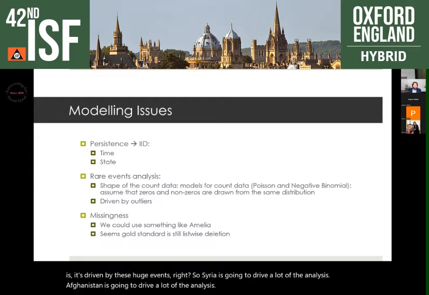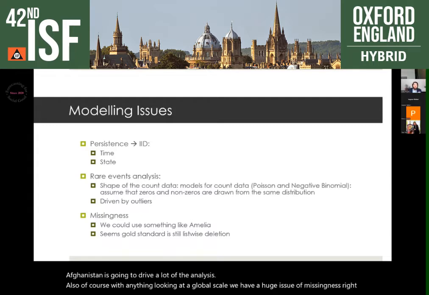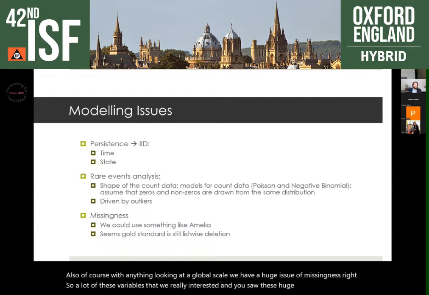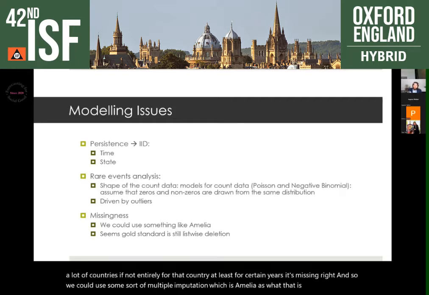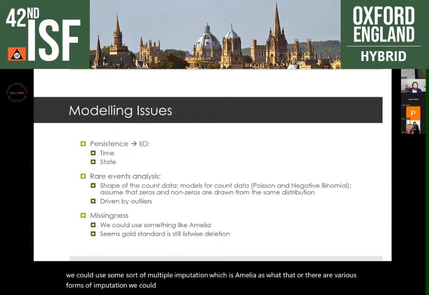Also, with anything looking at a global scale, we have a huge issue of missingness. A lot of these variables that we were really interested in, you saw these huge lists, are missing for a lot of countries, if not entirely, then at least for certain years. We could use some sort of multiple imputation, Amelia is what that is, and there are various forms of imputation we could do. As far as we're aware, the gold standard is still list-wise deletion. So if an observation is missing that particular variable, that particular feature, then you delete it from the analysis. And that's still the gold standard there.